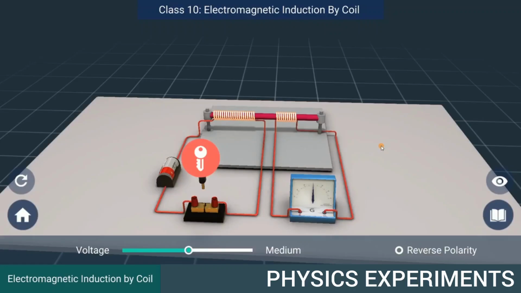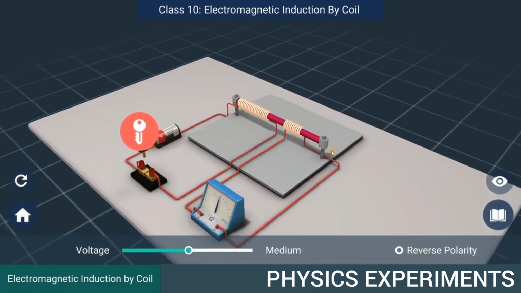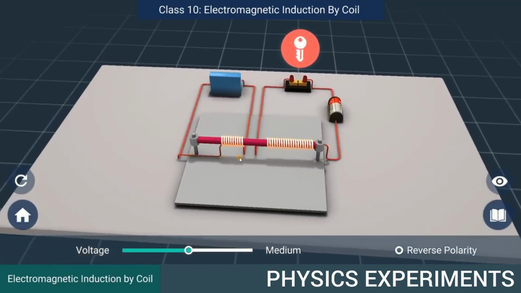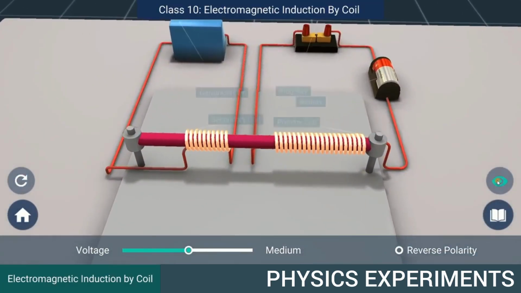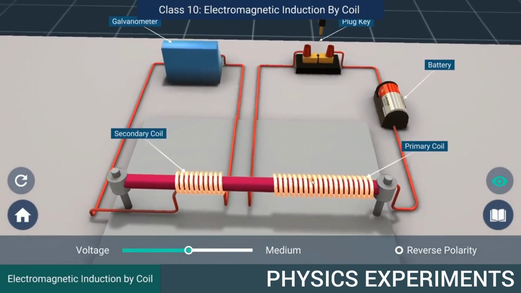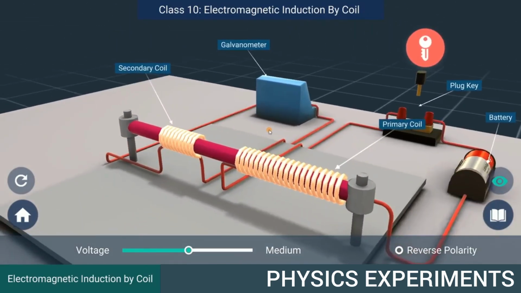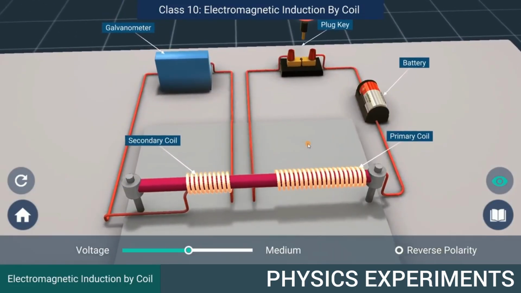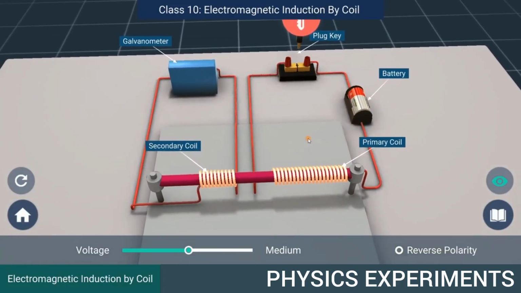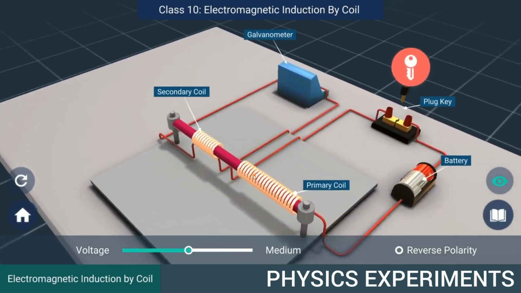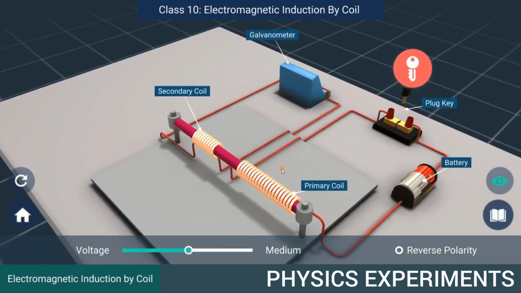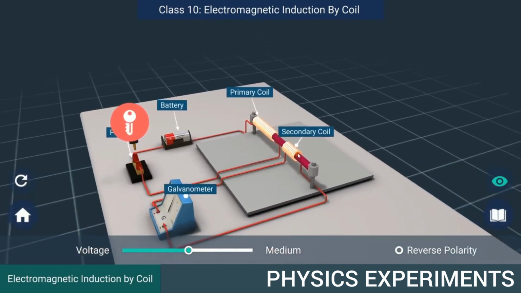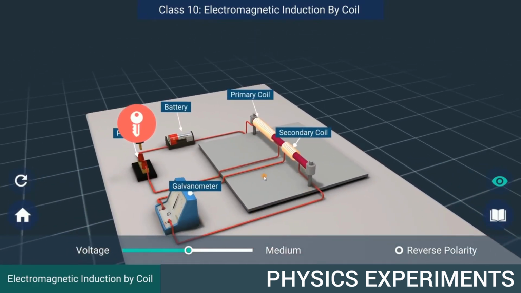Let us study electromagnetic induction with the help of a current-carrying coil. We have taken two coils of copper wire with a large number of turns wound on a non-conducting roll. One of the coils, with the larger number of turns, is called the primary coil, which is connected to a power supply. And the other coil is only connected to a galvanometer, called the secondary coil.